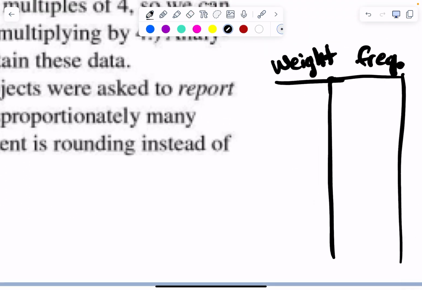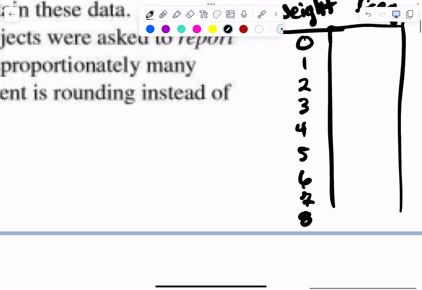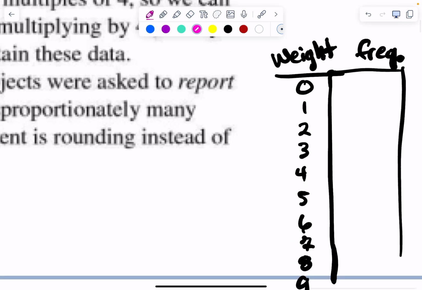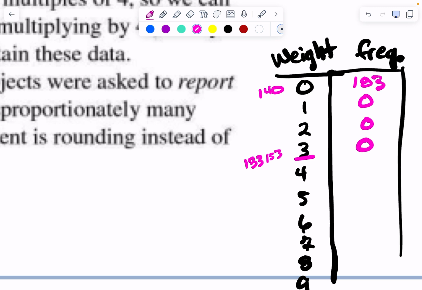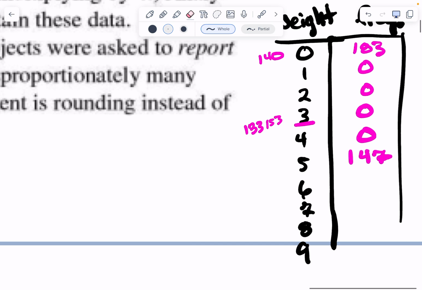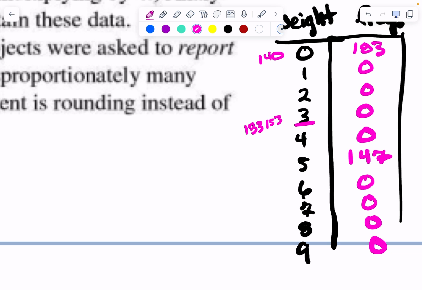And this is the last digit of your weight. So a last digit of 0, 1, 2, 3, 4, 5, 6, 7, 8, and 9, right? So this person might be 140, or 150, or 160, or 200. Their last digit is a 0. This guy might be 133 pounds or 153 pounds, ending in a 3. And here's what happens. Let's say 183 people said that they had a weight ending in a 0. None for the others, and 147 people said that they had a weight that ended in a 5. Let's say this happens. What is happening here with your weight?